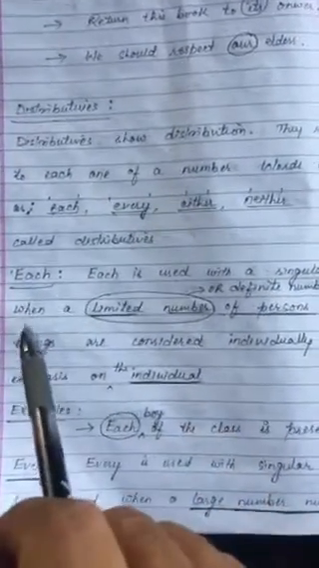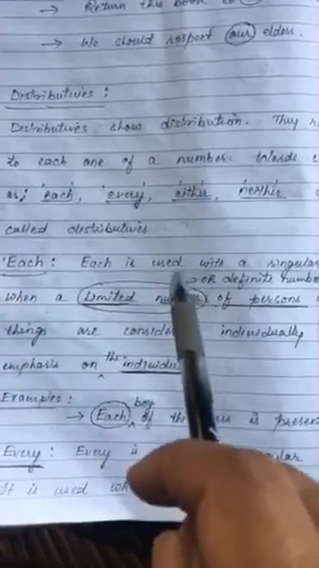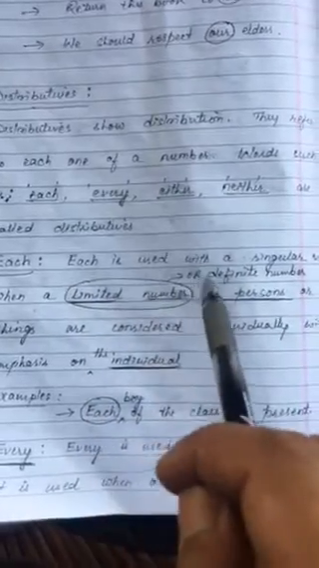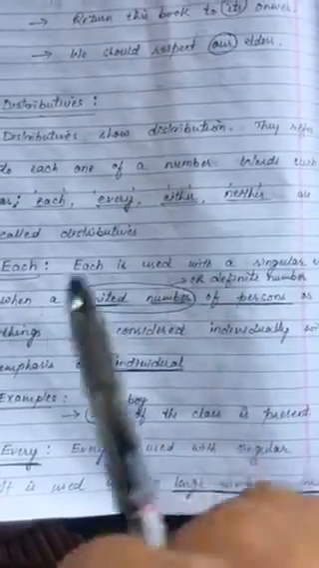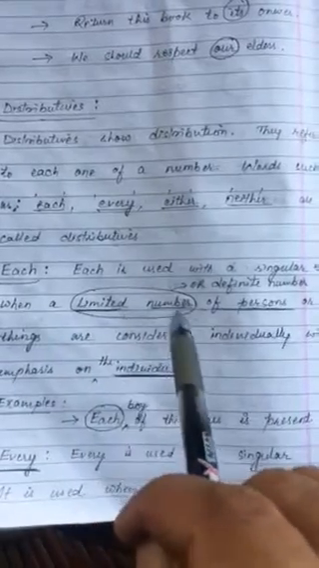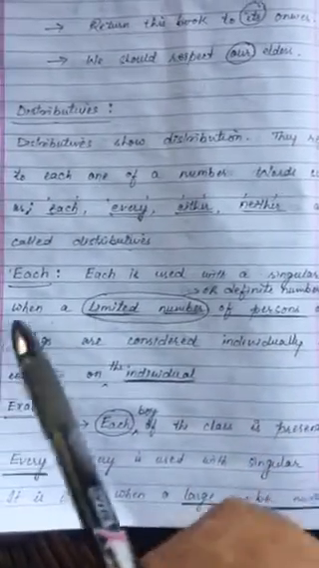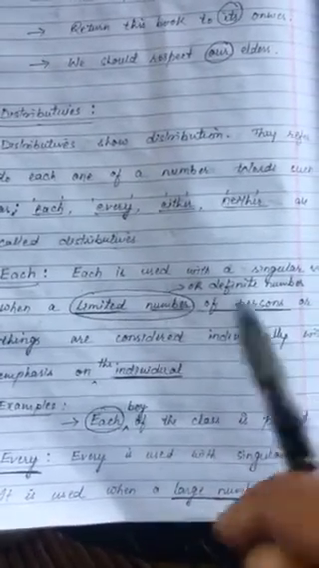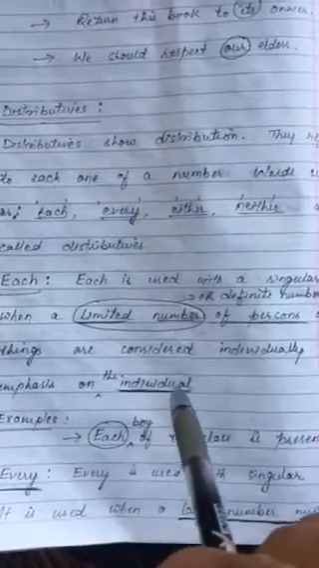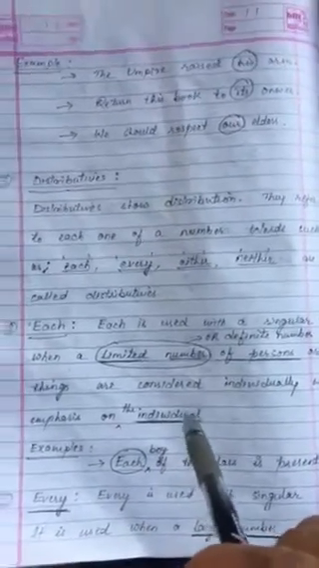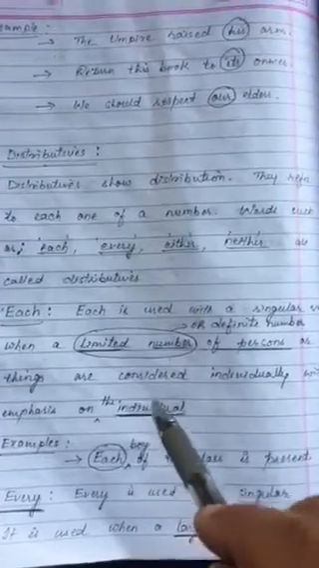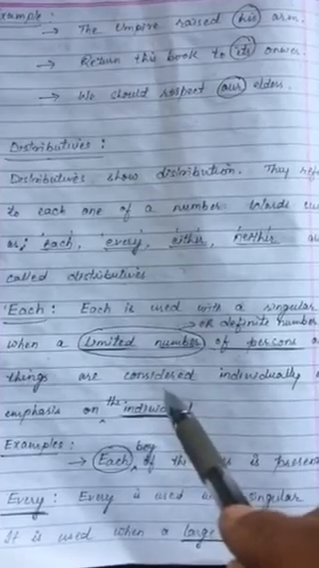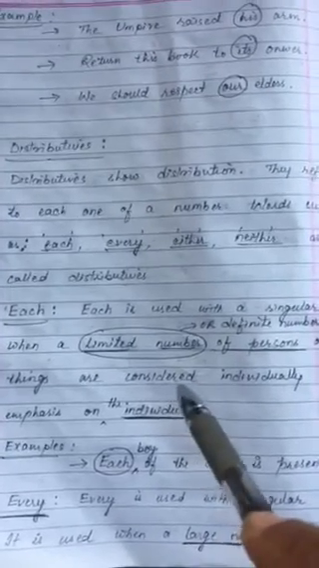The first one is your each. Each is used, look here very carefully, with a singular verb when a limited number of persons or things are considered individually, with emphasis on the individual. In other words, each is used when we talk about a definite number of persons and we emphasize the individual.